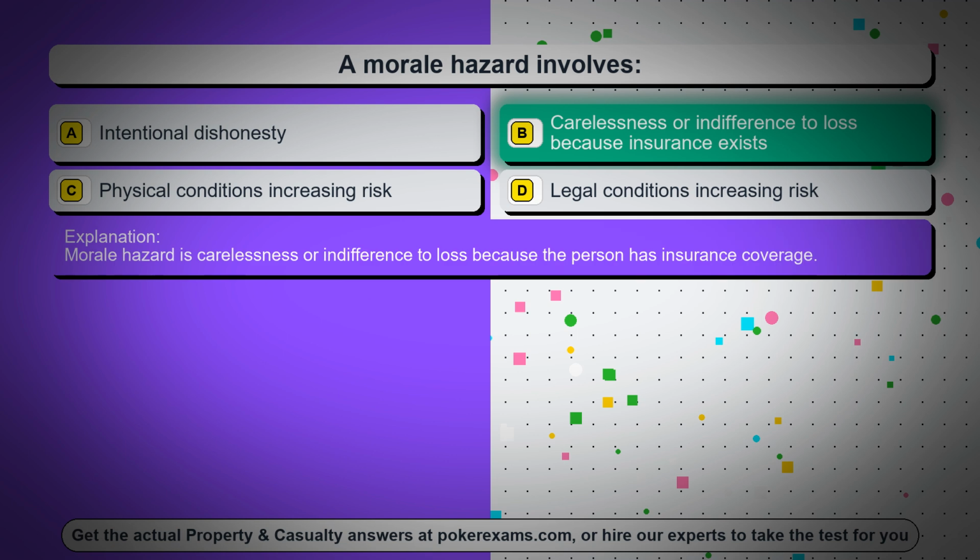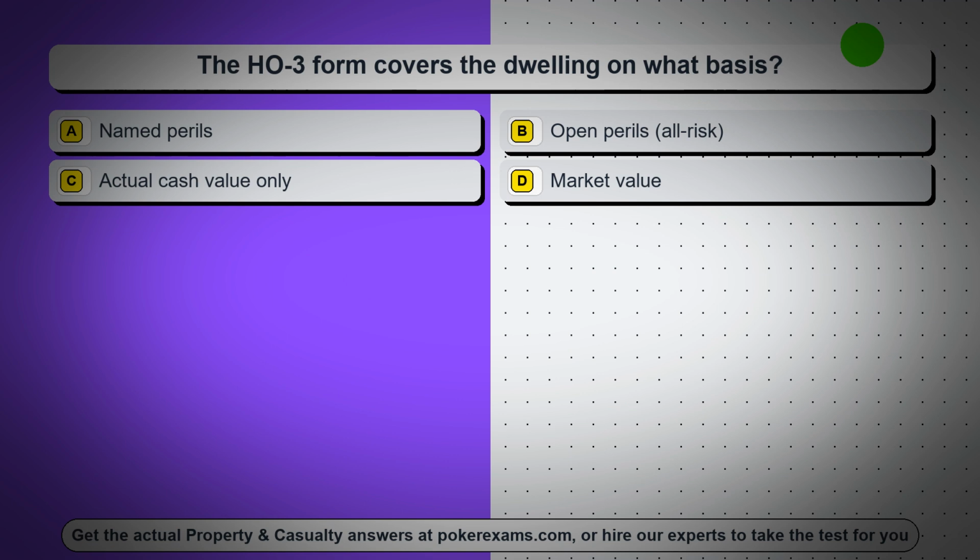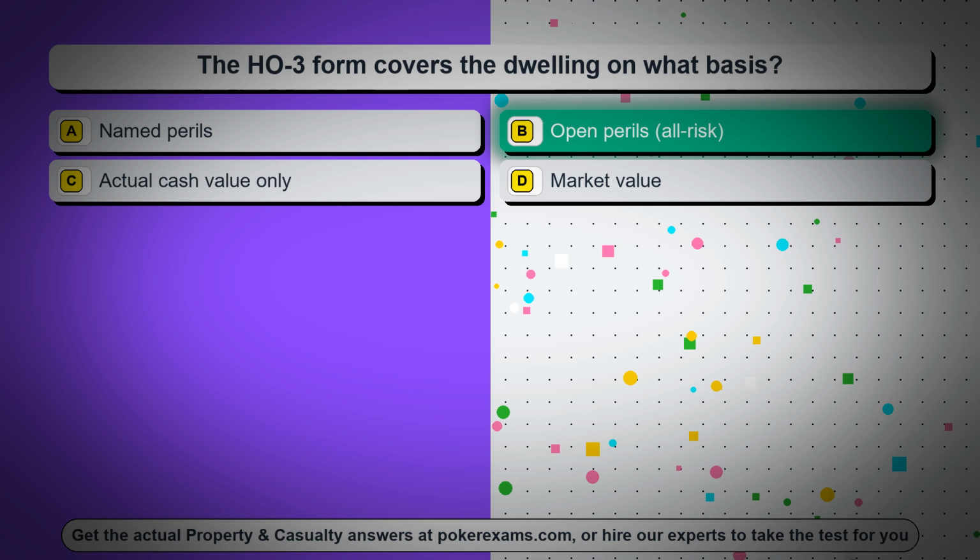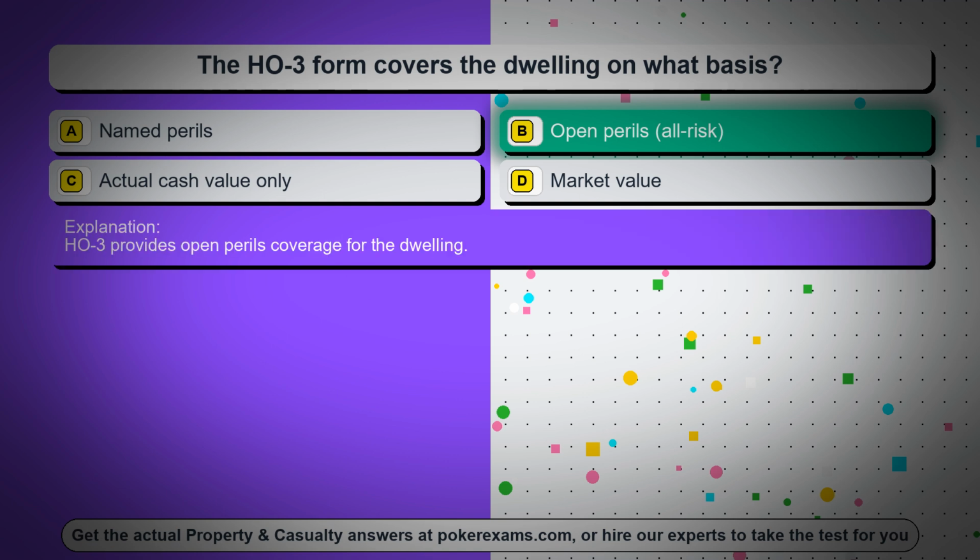Morale hazard is carelessness or indifference to loss because the person has insurance coverage. Question 80. The HO3 form covers the dwelling on what basis? Option A, named perils. Option B, open perils, all risk. Option C, actual cash value only. Option D, market value. The correct answer is option B, open perils, all risk. HO3 provides open perils coverage for the dwelling.